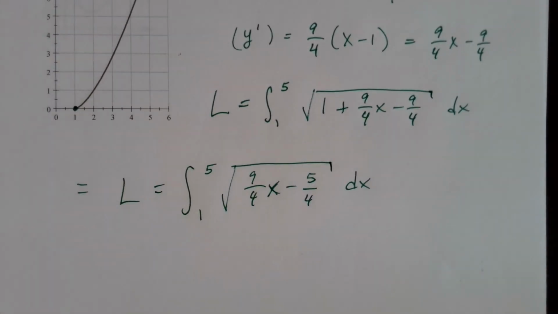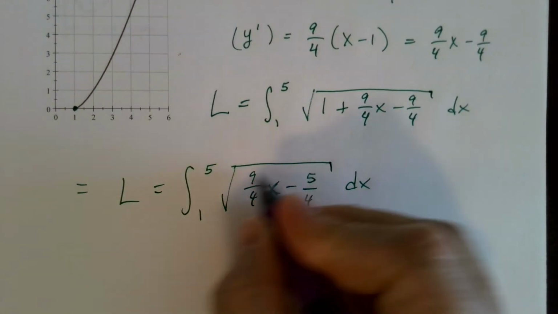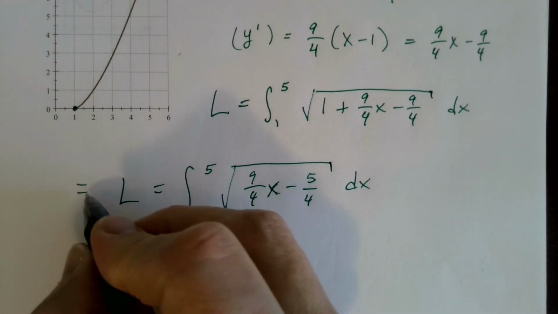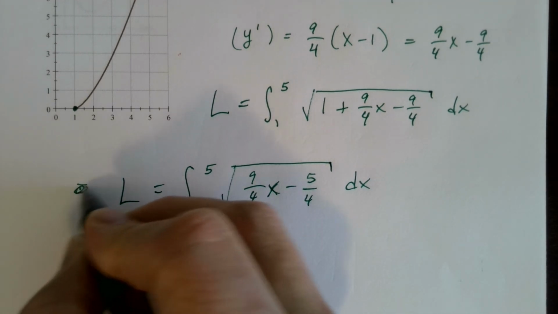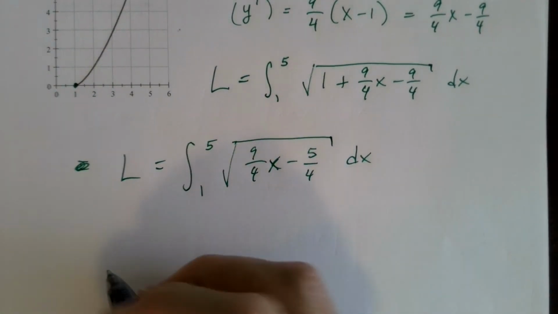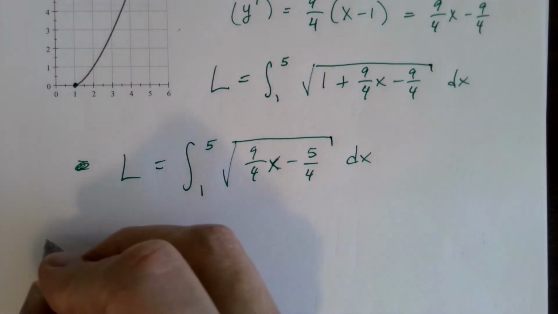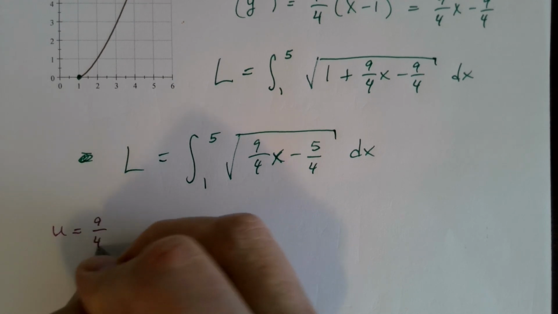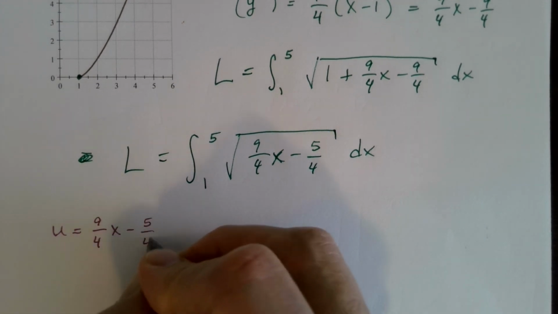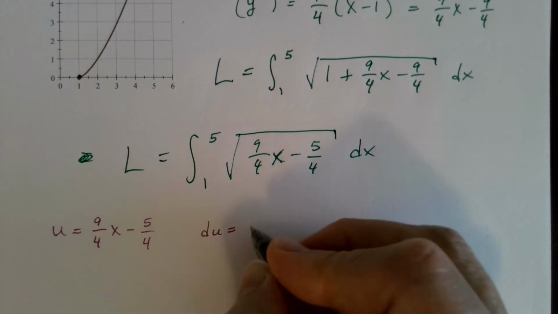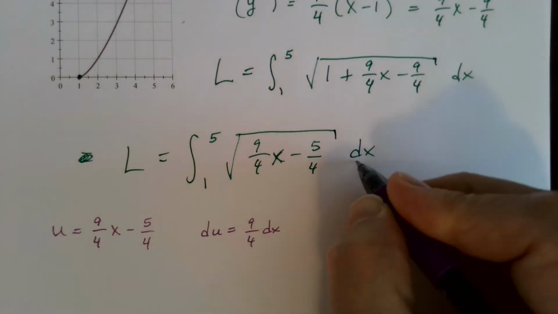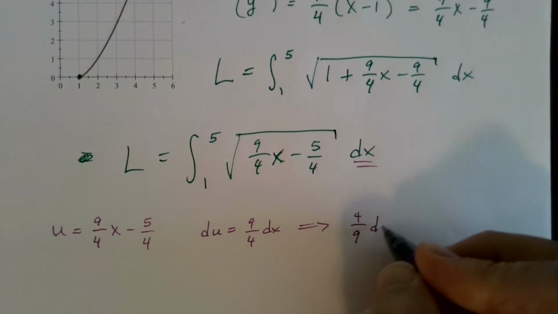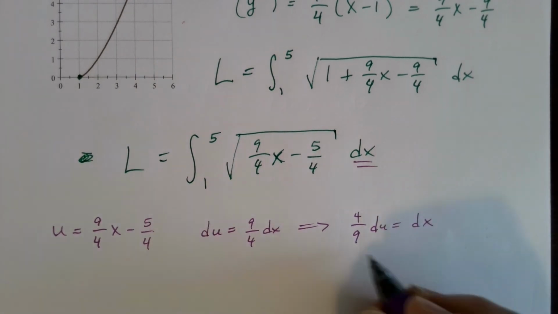Now I'm going to do a substitution here. So under the radical, I'm going to let that be my u. So let's let u be what's under the radical, 9/4 x minus 5/4. So du is 9/4 dx. All I have is a dx, so I'm going to multiply both sides by 4/9. So I get 4/9 du is dx.